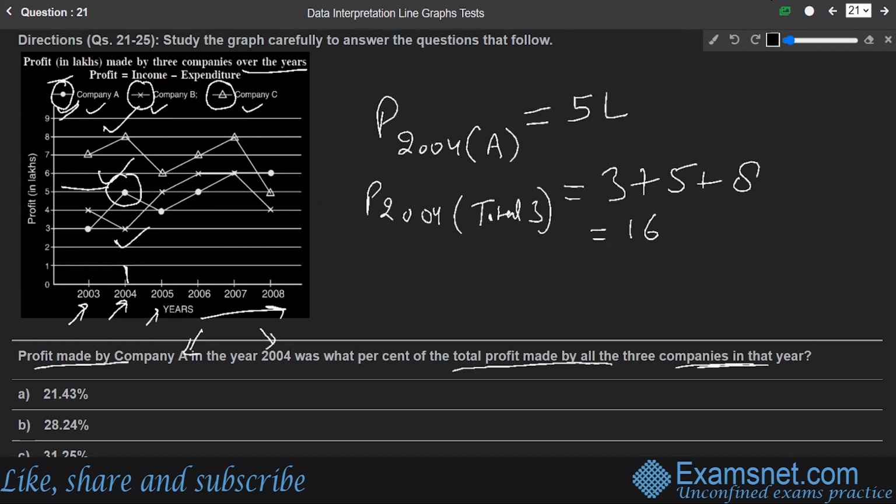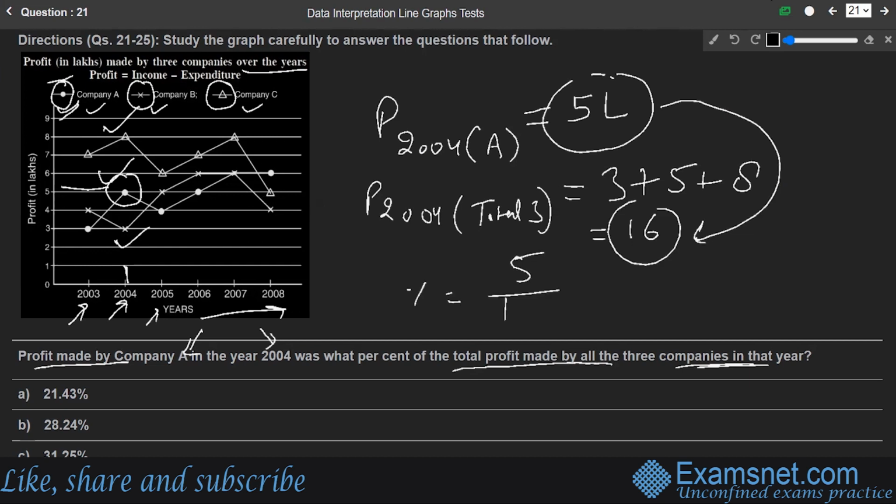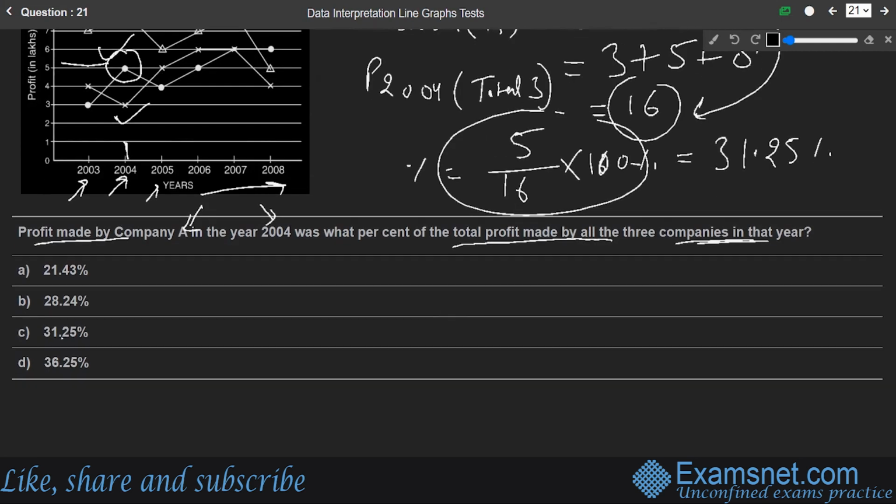Now we have to find the percentage of 2004 A relative to the total. Percentage can be found by asking 5 lakh is what percent of 16 lakh. So 5 by 16 into 100%. If we solve this further, it comes out to be exactly 31.25%. So that becomes the right answer for this question, which is available in option C.